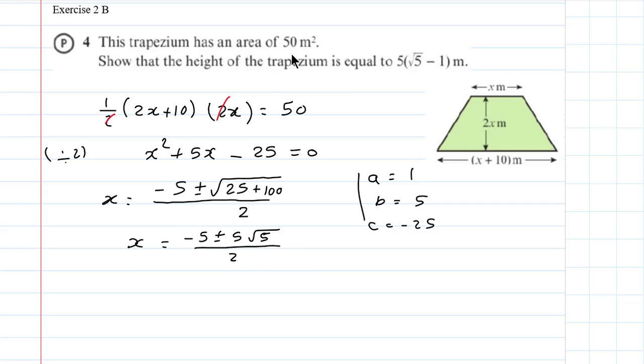This is x, but the required is to get what? Is to get the height. The height is double of x. So the height will be double this. We will cancel this 2, and we can write 5 as a common factor. The length can't be negative, so the negative root will be rejected and the height will be double this value. We will take 5 as a common factor and start with the positive root here, minus 1, the same answer.